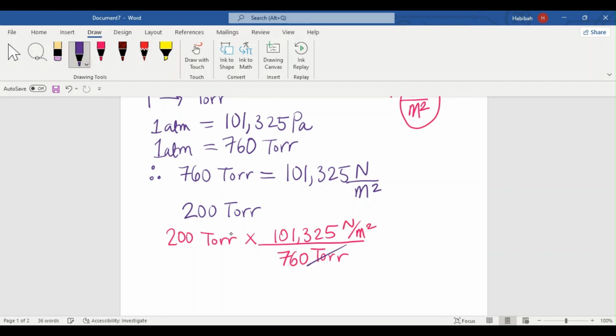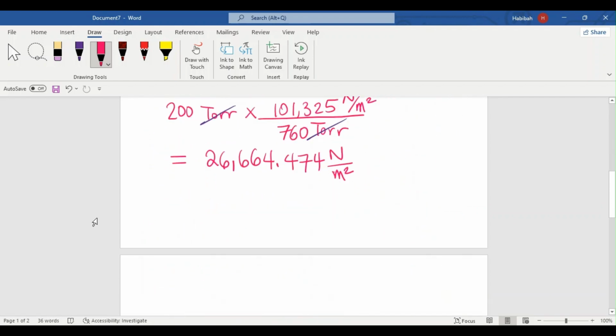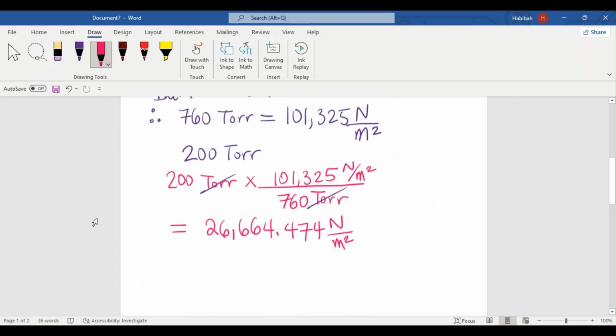So torr cancels torr, and we have 200 divided by 760 times 101,325 Newton per meter squared. All of that information is supposed to give you 26,664.474 Newton per meter squared. So this is basically what you're going to have. Now we've been able to successfully determine what the pressure is.